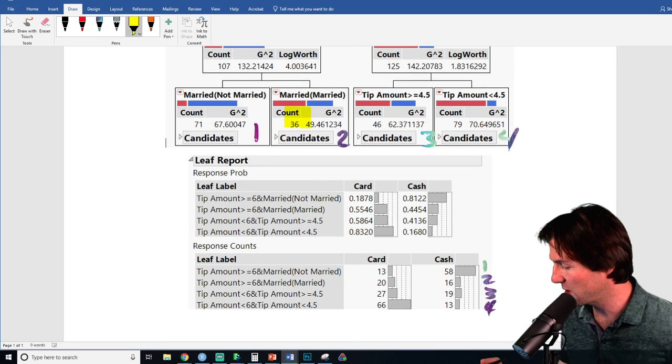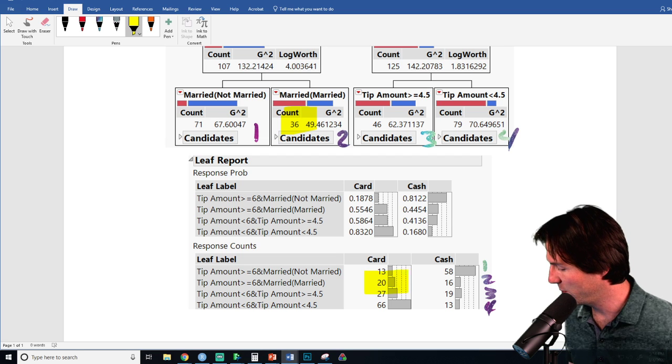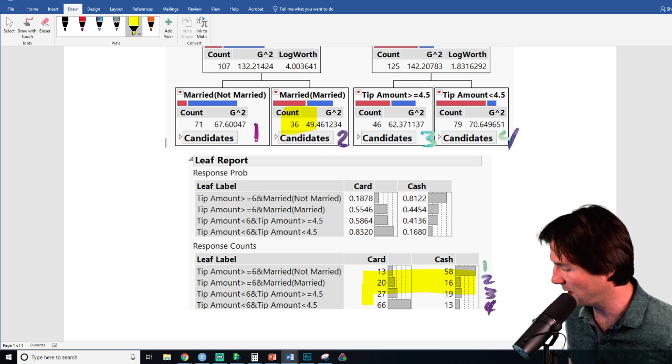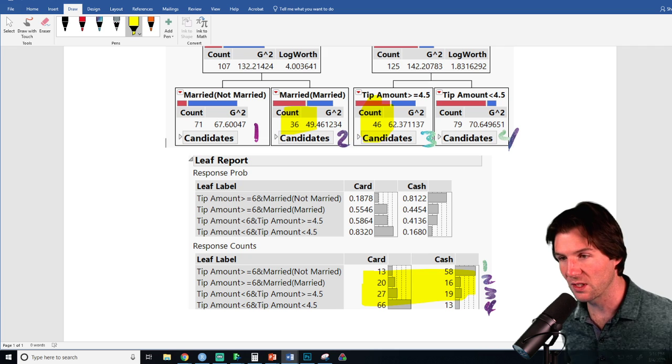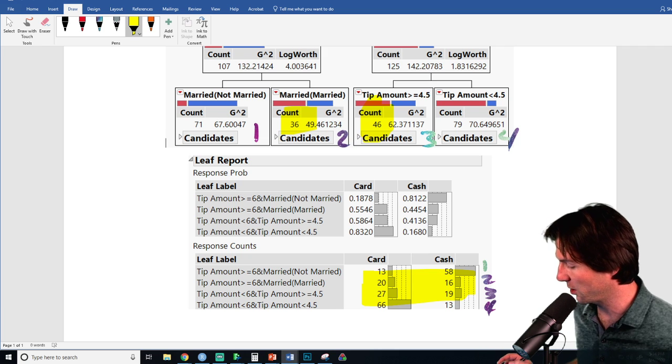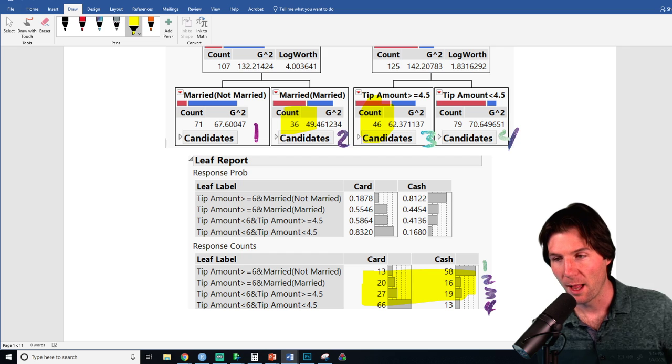And when you go down to here, you can see that there are 36 people here, of which 20 of them paid in card and 16 paid in cash. And then in the other leaf, there's 46, of which 27 paid with card and 19 paid with cash.